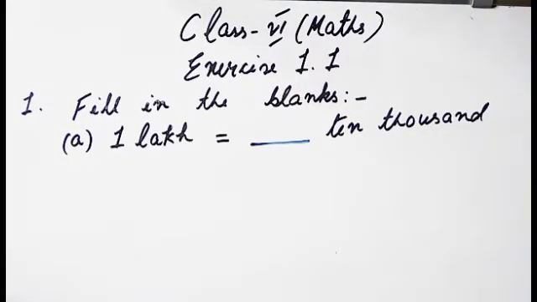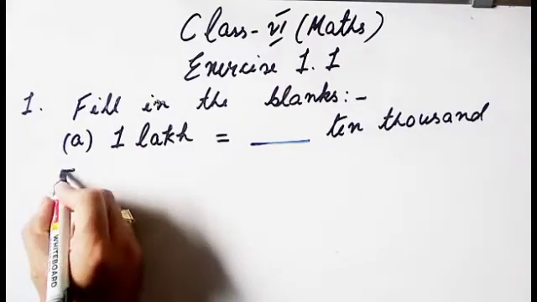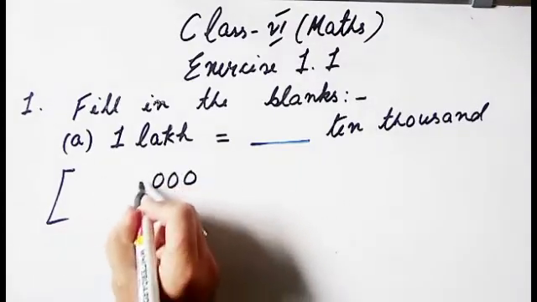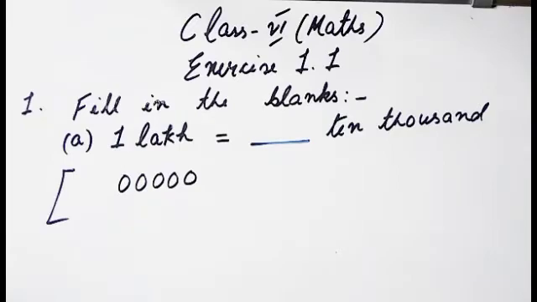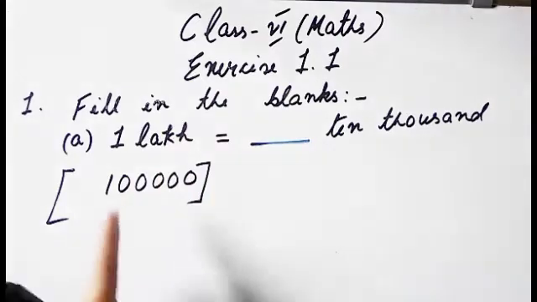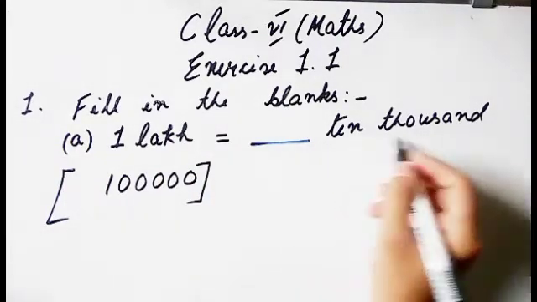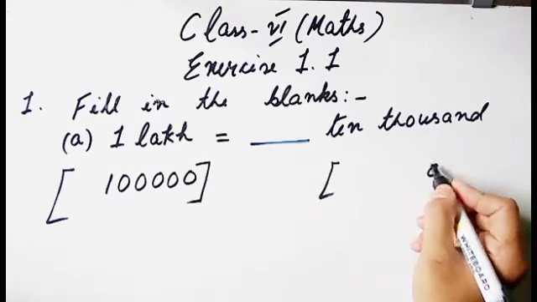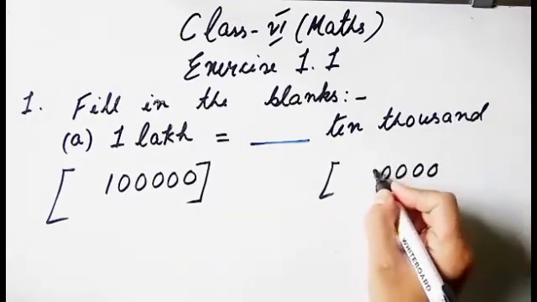Okay students, so first of all let us write the numerical of 1 lakh. Ones, tens, 100, 1000, 10,000. Remember 1 lakh is Indian system. So after 10,000 next will be 1 lakh. Okay, count number of zeros. 1, 2, 3, 4, 5. There are 5 zeros in 1 lakh. Next, let us write the numerical of 10,000. Okay, 10,000. Ones, tens, 100, 1000, 10,000.